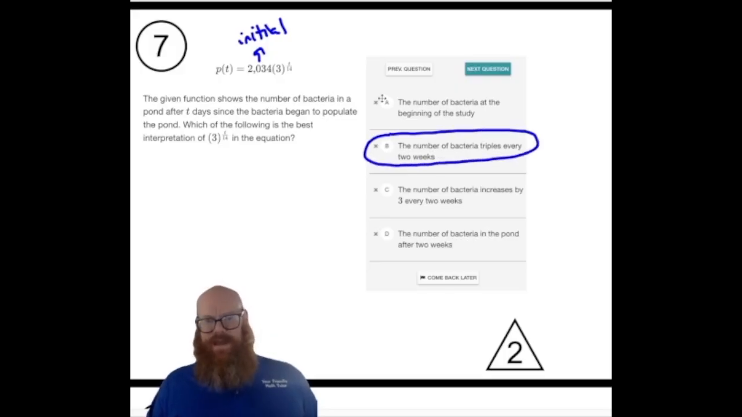The number of bacteria at the beginning of the study is 2034. It doesn't increase by 3. That would be adding 3. That's a linear model. And then just the number after 2 weeks, that would be actually multiplying 3 times 2034. So that's not what they're asking about. Okay.